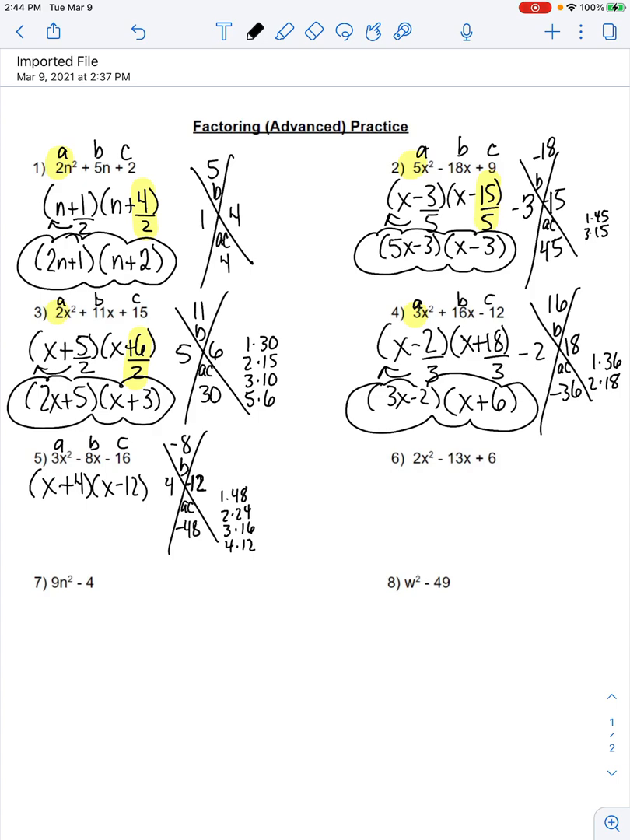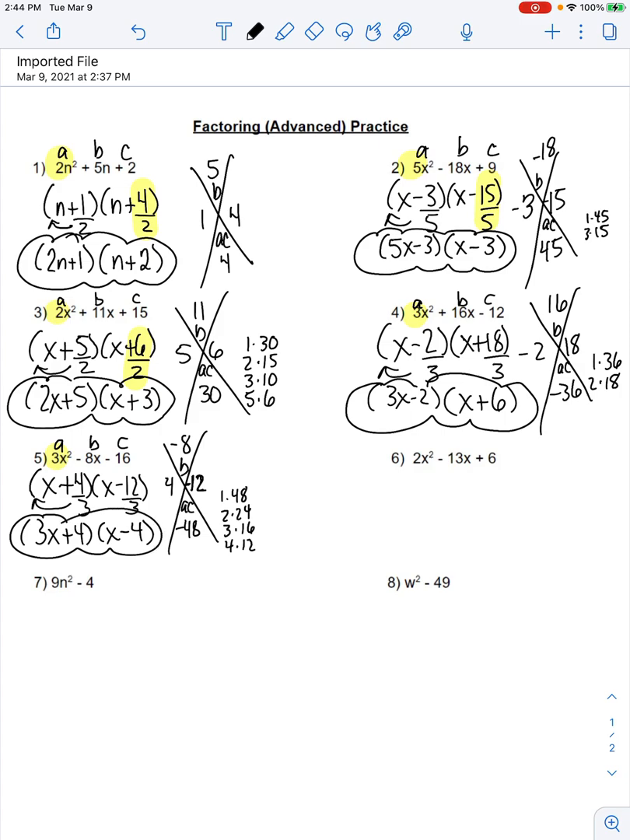So I have x plus 4 times x minus 12. But remember, I have to deal with that 3. So I'm going to divide my numbers by 3. 4 over 3 cannot reduce to a whole number, and it can't be reduced just in general, because sometimes you will have to do that as well. So this becomes 3x plus 4 times 12 divided by 3 is 4, so x minus 4.